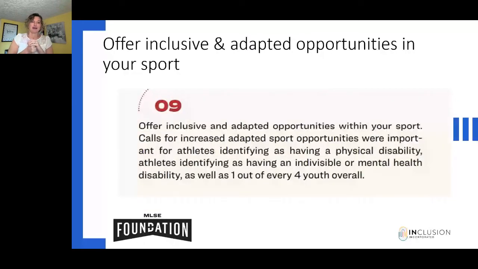Number 9, offer inclusive and adaptive opportunities in your sport. So thinking about the different abilities that might come into your sport. And we talked about earlier in our demographics of Canada around mental health. And so thinking about how that's going to shift, and what do you need to do to really support people both in physical abilities, mental health, to show up and be part of your program.